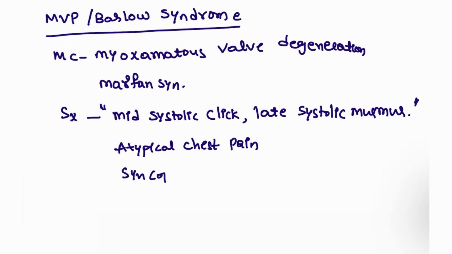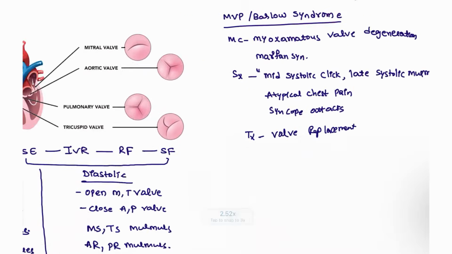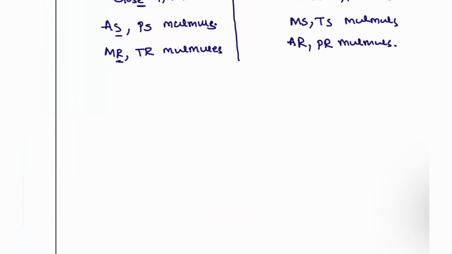And treatment will be valve replacement. Valve replacement is the treatment for this patient. So this is the mitral valve prolapse. Next, moving on to the other important types that we are going to discuss here today.